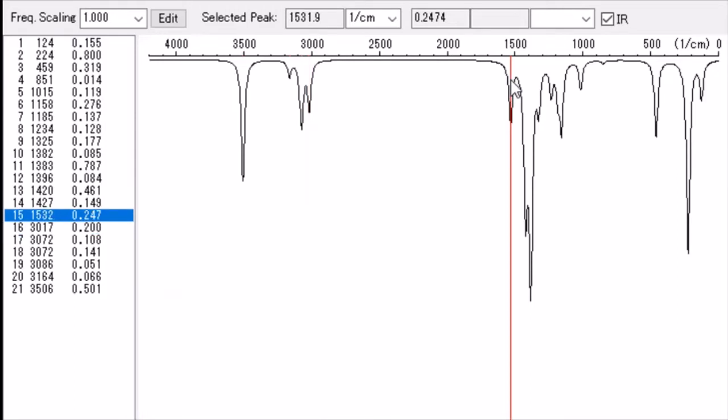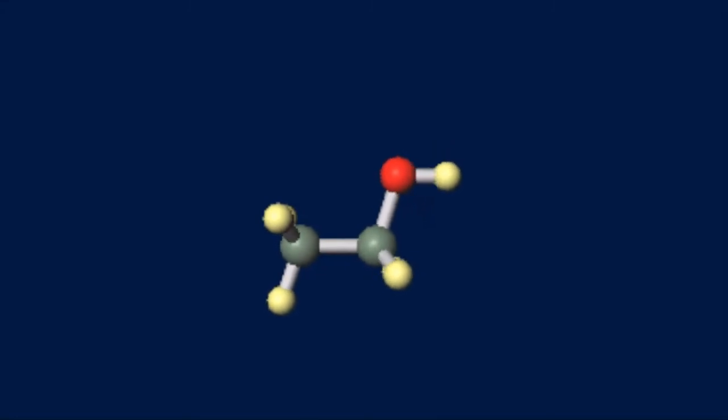Now we go straight to the fingerprint region. Because there is no double bond, you cannot expect any other stretching there. Only OH and CH are there, and therefore we shall now move into the fingerprint region. Let us see what that particular vibration is, right? As I said, it is a bending vibration. You can see this vibration here.